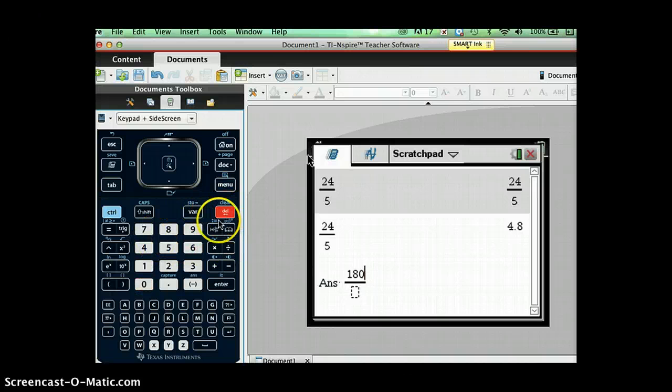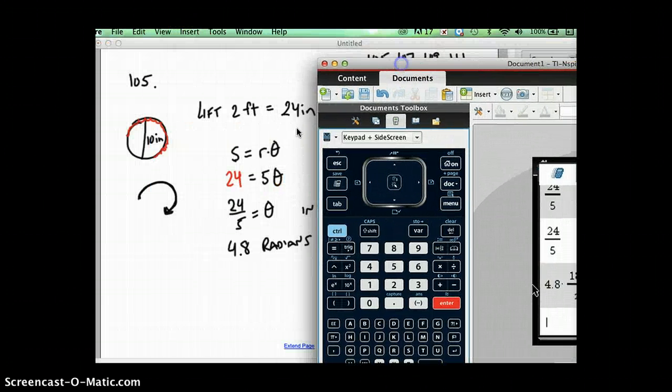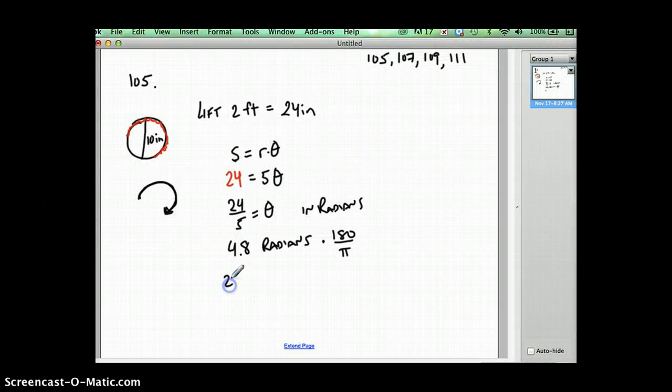and you can get pi a bunch of different places on your calculator, but that's just one place to get it. Okay, 275.02 degrees. Make sure you put that degree symbol on there.